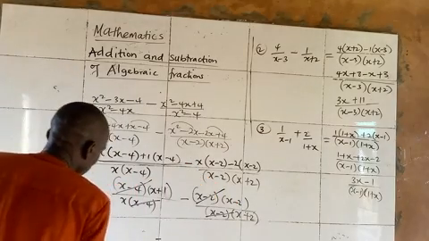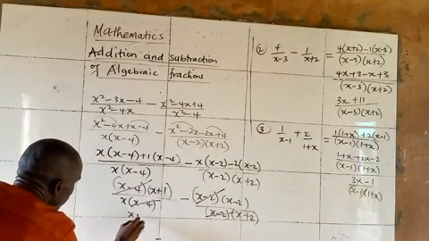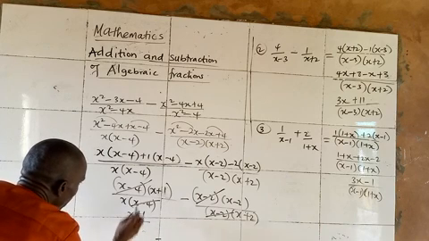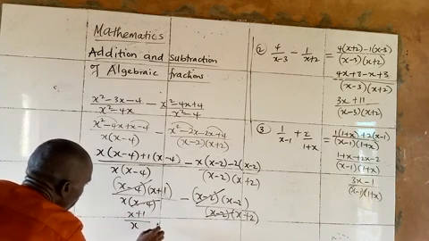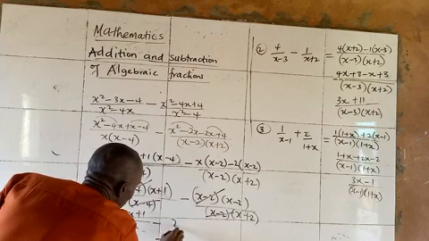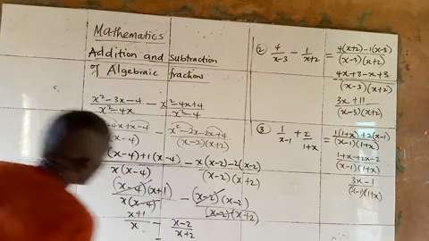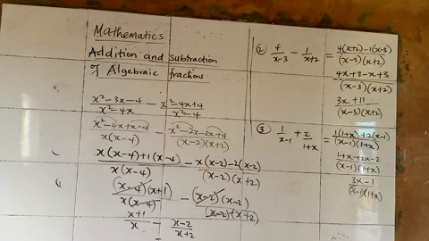What is next is going to be this. We are going to be having S plus 1 all over S minus, what is left here? S minus 2 all over S plus 2. That is what we are going to be having there. Meaning we cannot stop here. We can still go further and resolve it.